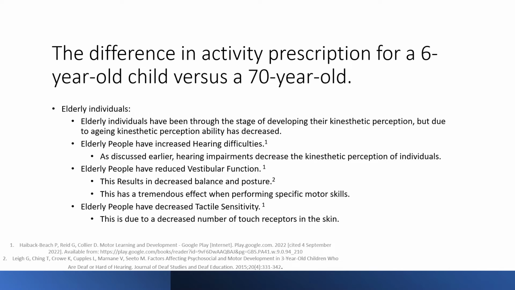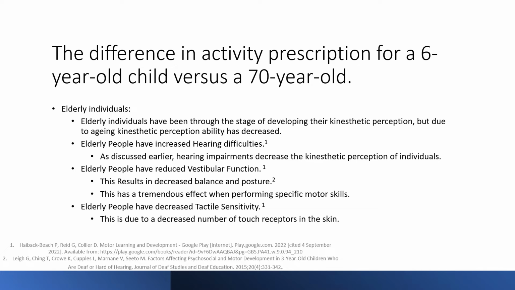So the first one is increased hearing difficulties. And this is due to a hardening of the inner cells in your inner ear, but also in your vestibular apparatus. And as discussed earlier, hearing impairments decrease the kinesthetic perception of individuals.